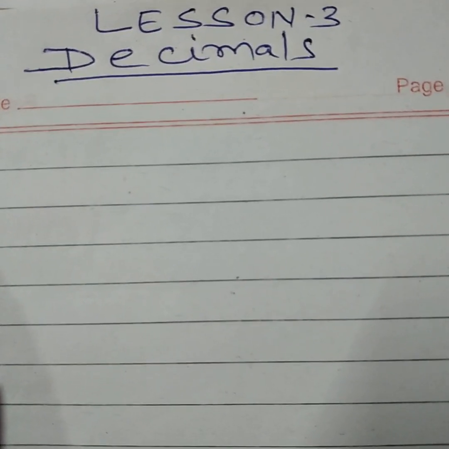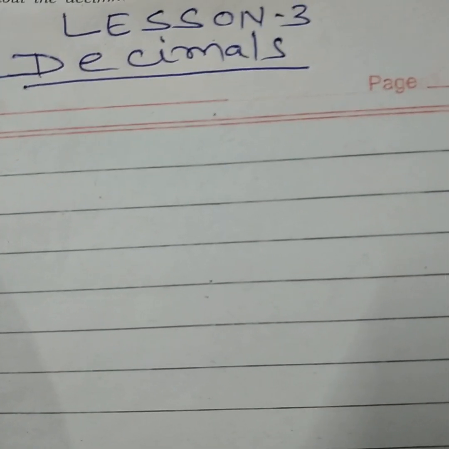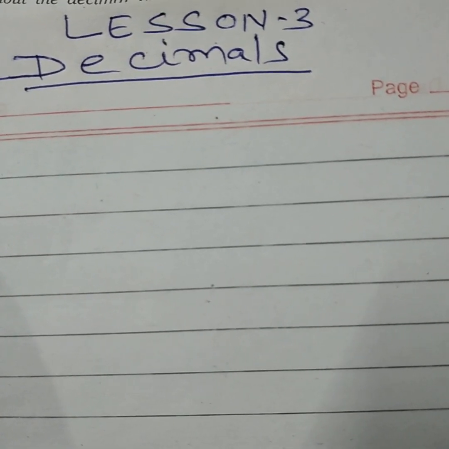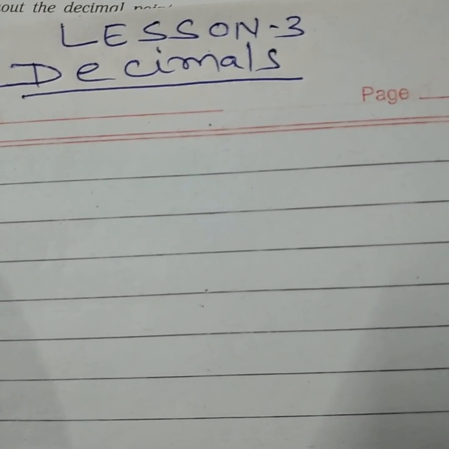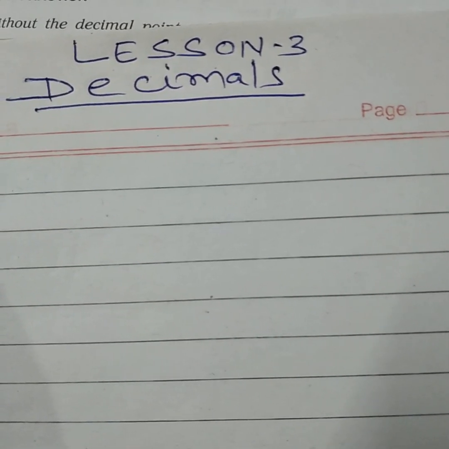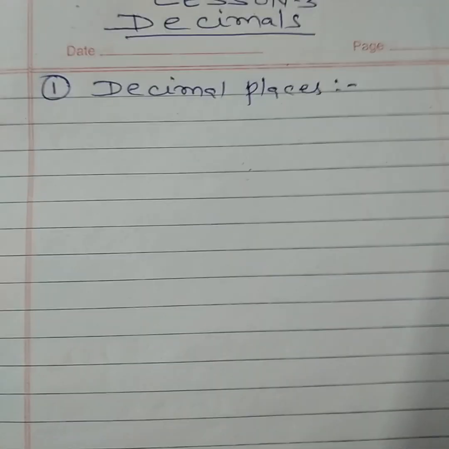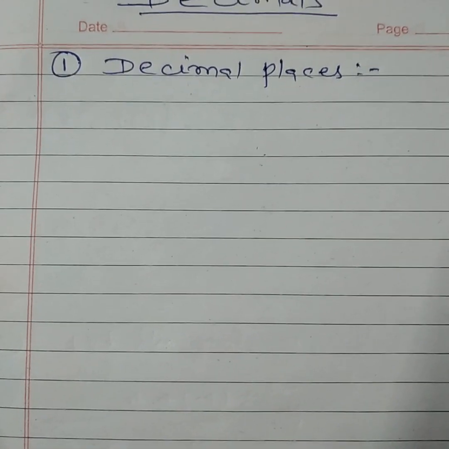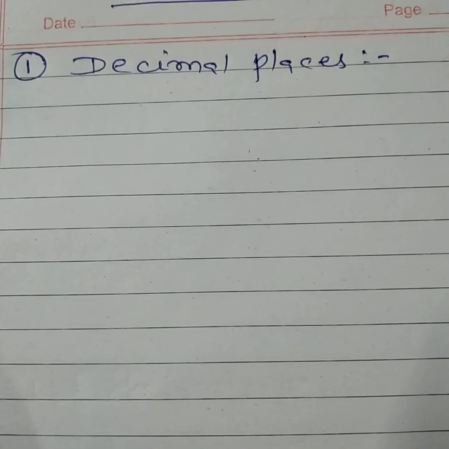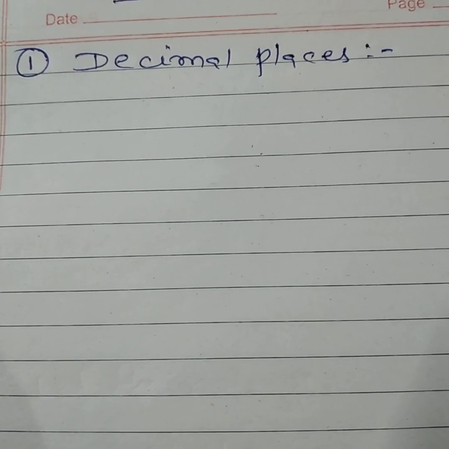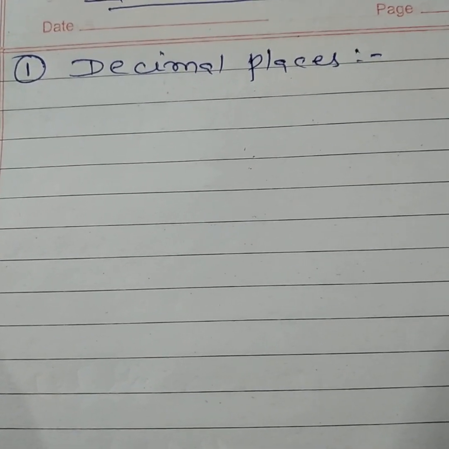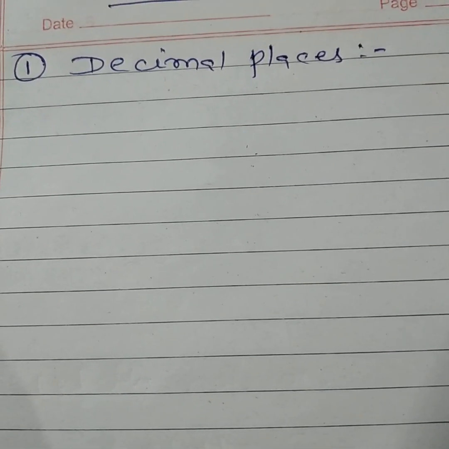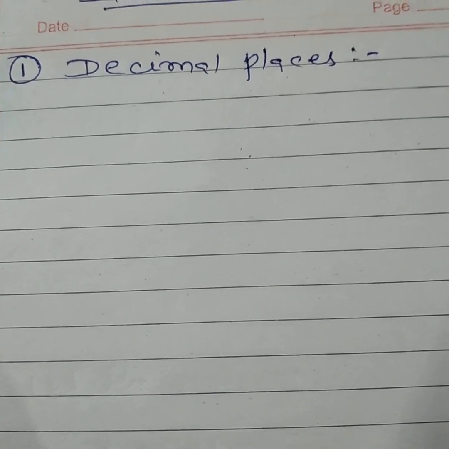First we will discuss what a decimal is. A number expressed in decimal form is called a decimal. Now students, I am going to discuss decimal places. The number of digits contained in the decimal part of a decimal gives the number of decimal places.